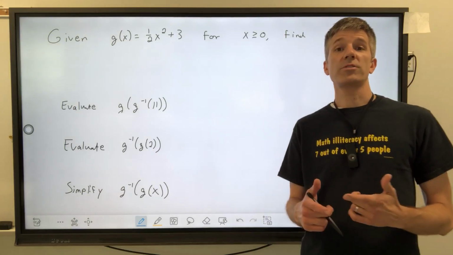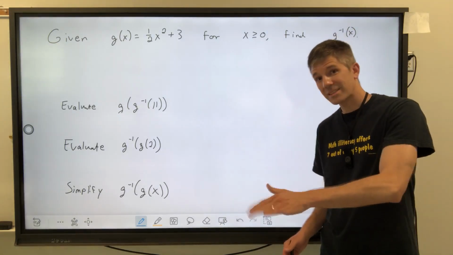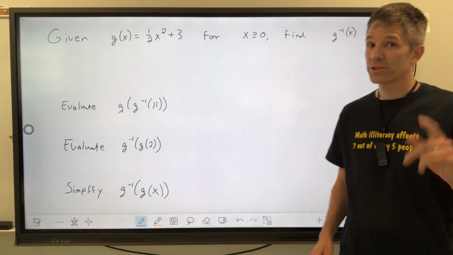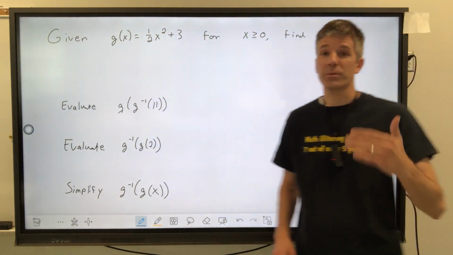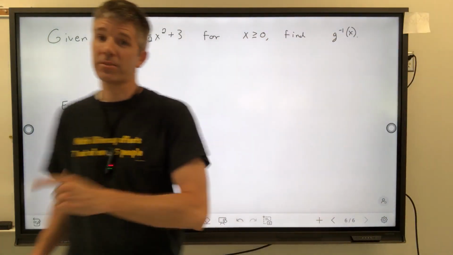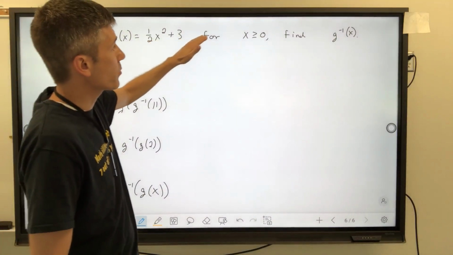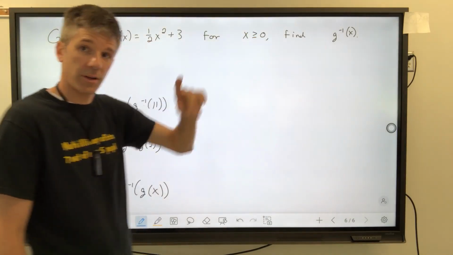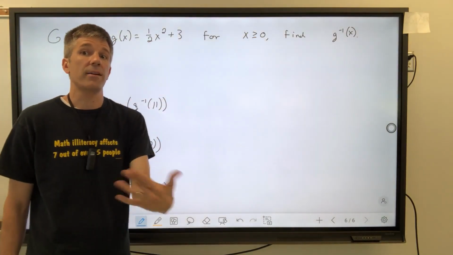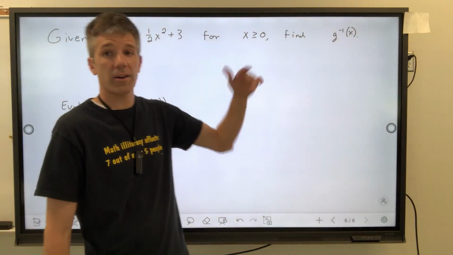Same context as what you just saw in the previous section, only the last one was linear and this one's quadratic, which creates a situation where we're going to have to restrict the domain, which is already built into the problem. Given g of x equals 1/2 x squared plus 3 for x greater than or equal to 0. Okay, the only inputs I'm allowed into this function are the ones greater than or equal to 0.